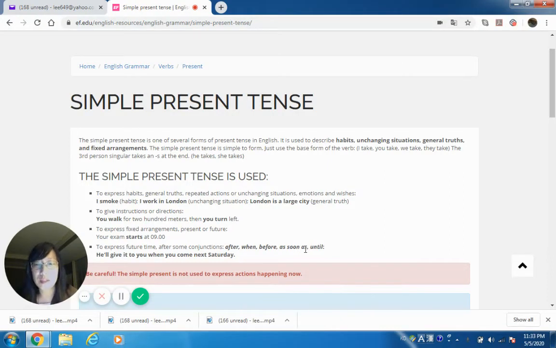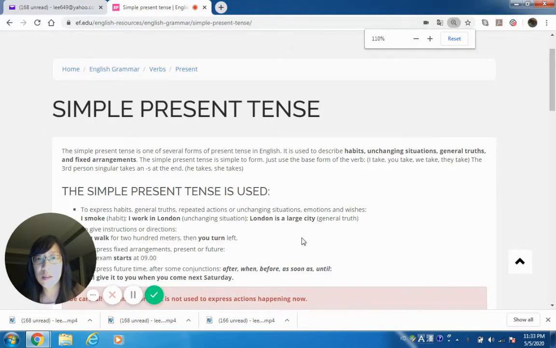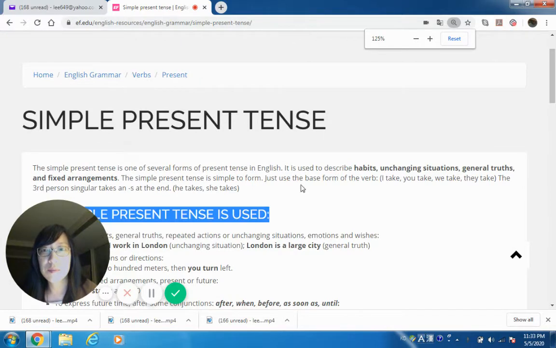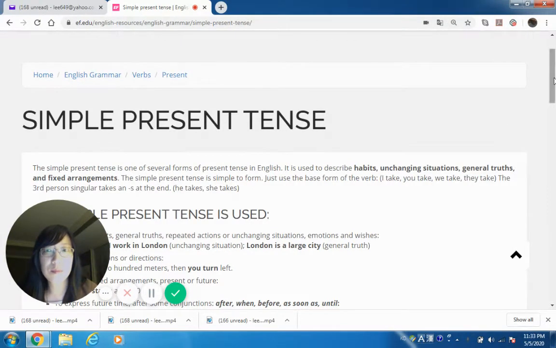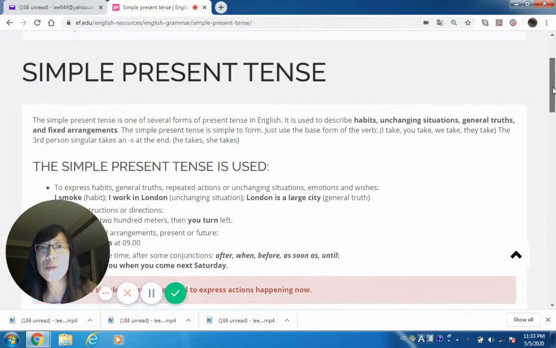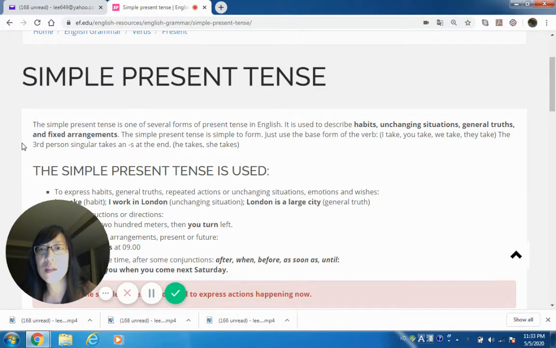Simple present tense. Now let's zoom this out so you can see better. Okay, when do you use simple present tense? The simple present tense is one of the several forms of present tense in English. It is used to describe habits, unchanging situations, general truths, and fixed arrangements.